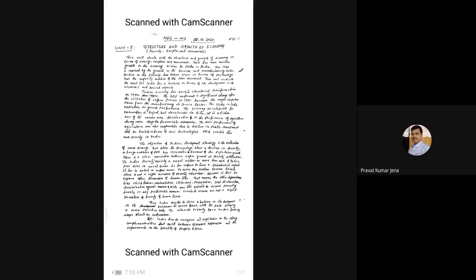but decelerated in Bihar, UP and Odisha.